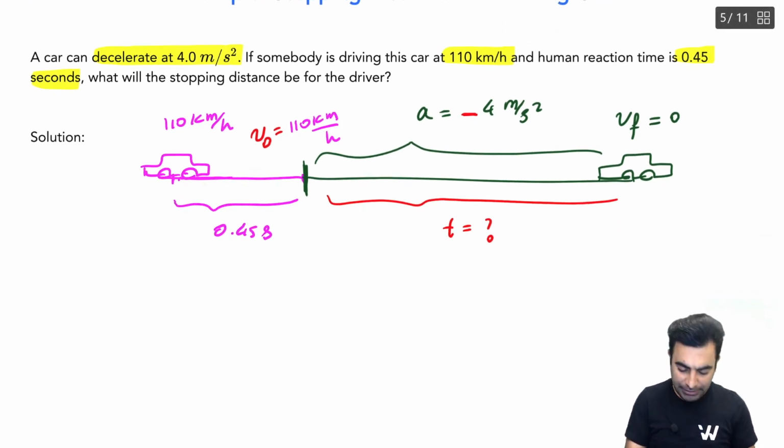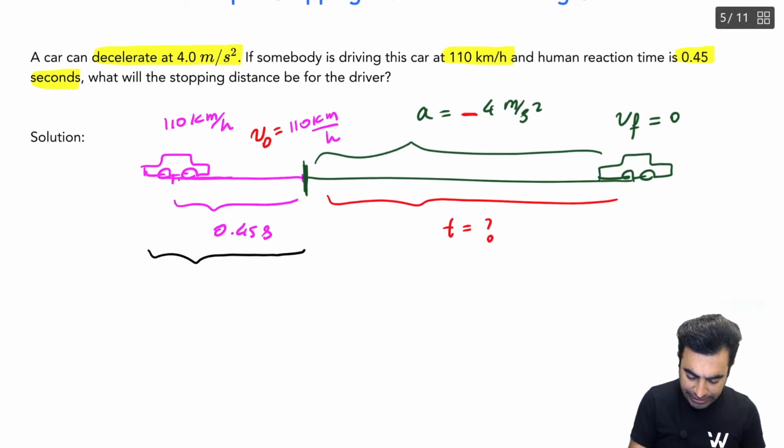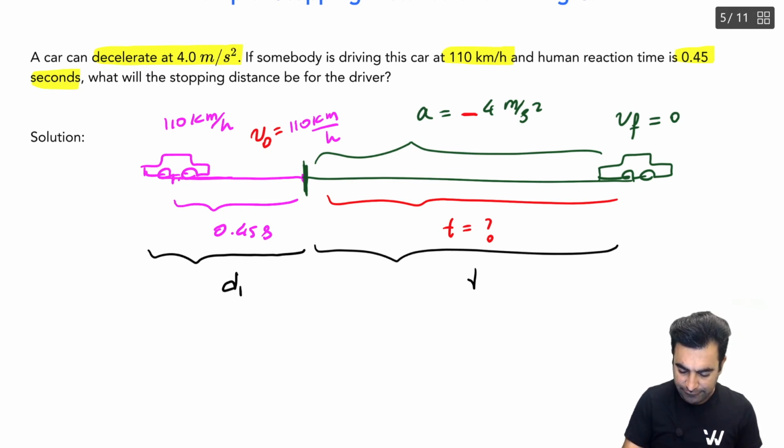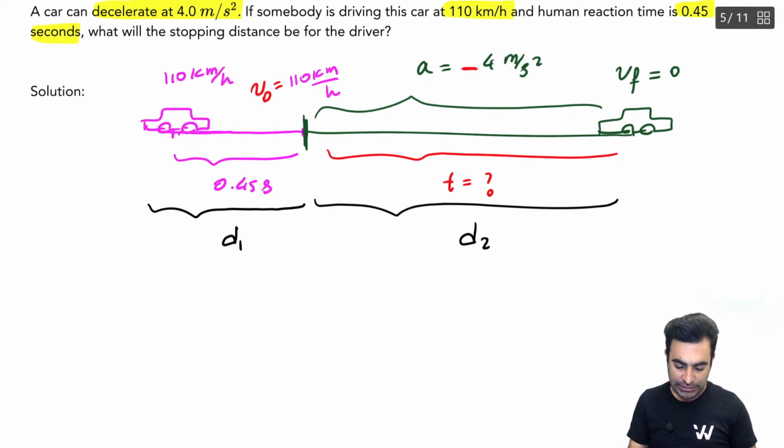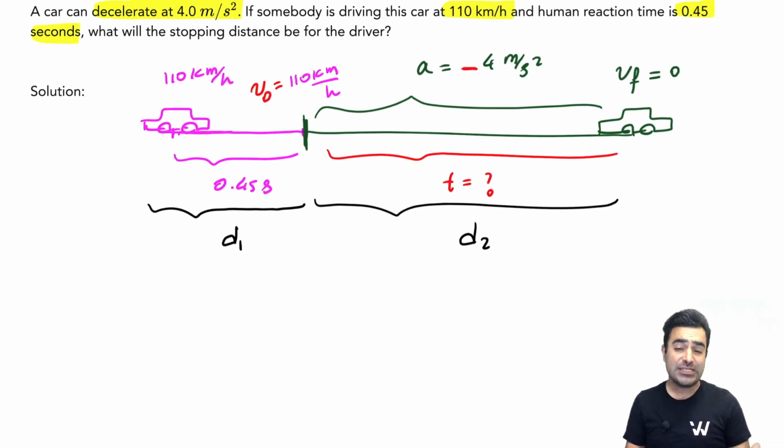Okay, let me call the distance traveled in the reaction time d1 and the distance traveled in the second phase d2. I'm going to calculate each of them one by one. Let's start with d1. First, we have to recognize what type of motion we have here, because we have different kinematic equations depending on the type of motion.